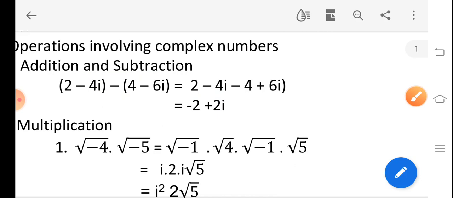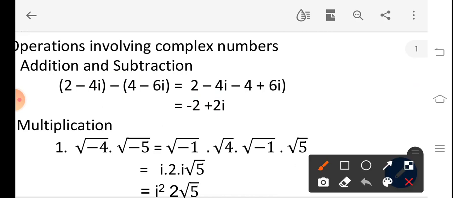We can now combine like terms. 2 minus 4 is negative 2, and negative 4i plus 6i is positive 2i. So our final answer is negative 2 plus 2i.